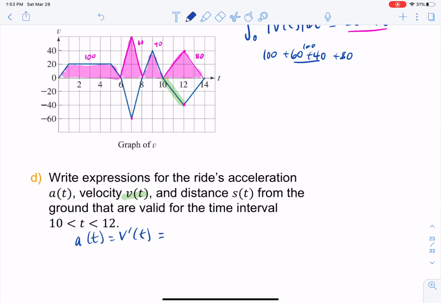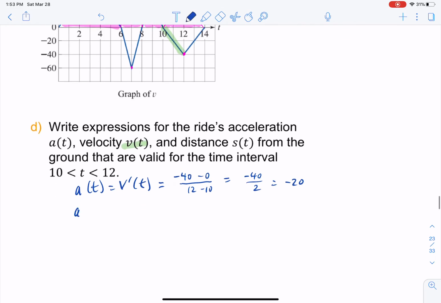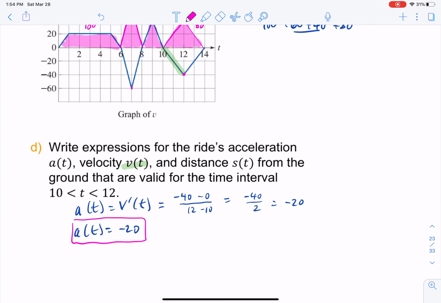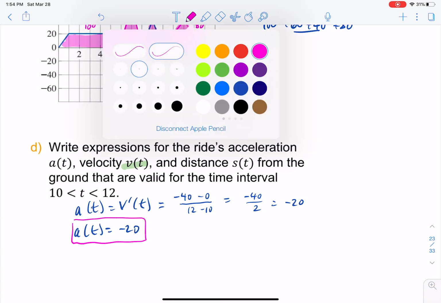My y values are negative 40 minus 0 over 12 minus 10, negative 40 over 2, so I got a negative 20 as my slope. So there's my a of t function. It's just negative 20, a constant acceleration. Okay, and now to get the velocity function, it's just the equation of that line.